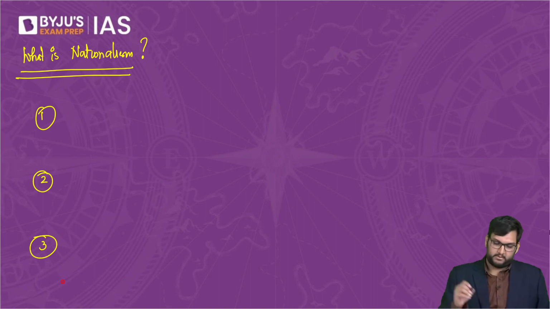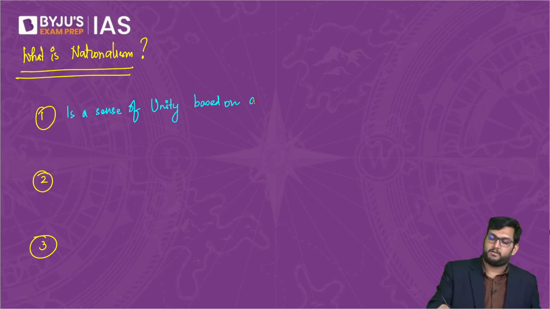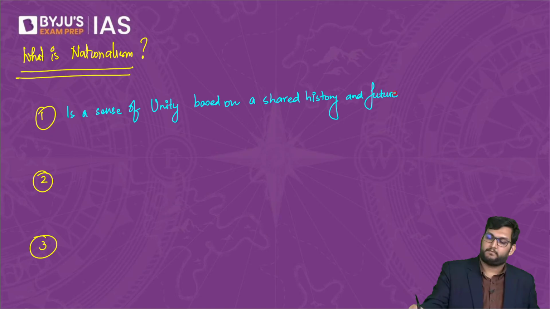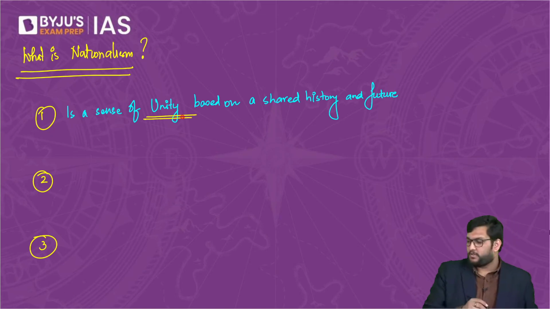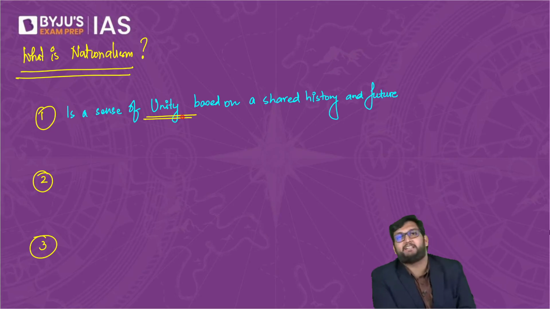Now, what is nationalism then? Nationalism is a sense of unity, based on a shared history and future. Basically, listen to me as I'm explaining to you. We all are united by the fact that what I'm teaching you is our history, and we all have a shared future. When we develop this sense that we all have a shared future and a shared history, that we all come from the same place and we are going to the same place, then we believe that the nationalistic understanding is rising.